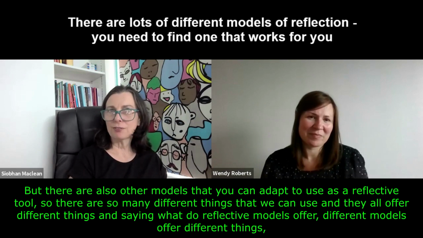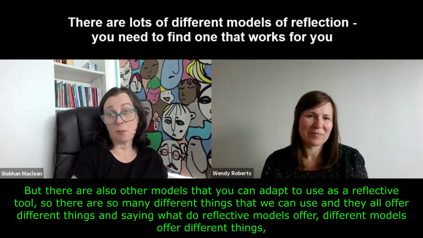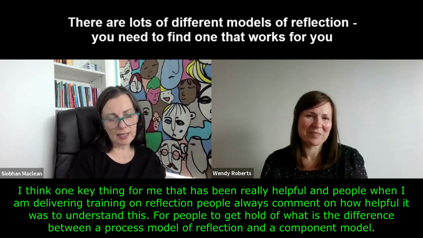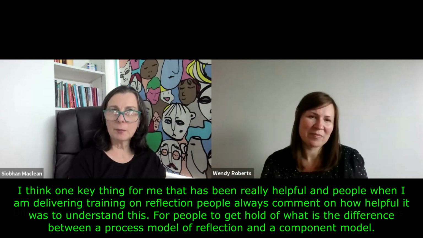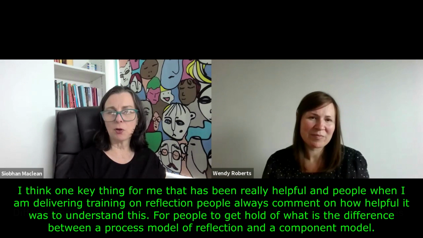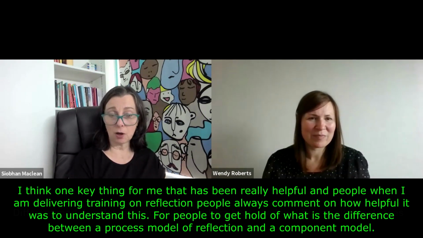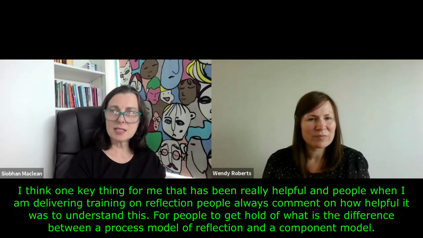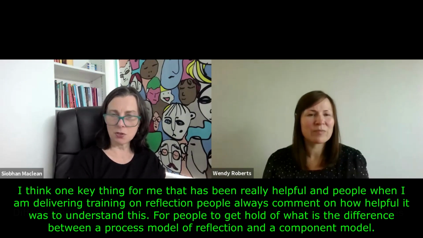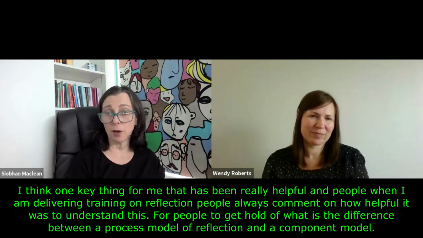So there are so many different things that we can use, and they all offer different things. So, what do reflective models offer? Different models offer different things. One key thing for me that has been really helpful, and people always comment on how helpful it was when I'm delivering training on reflection, is to understand the difference between a process model of reflection and a component model.